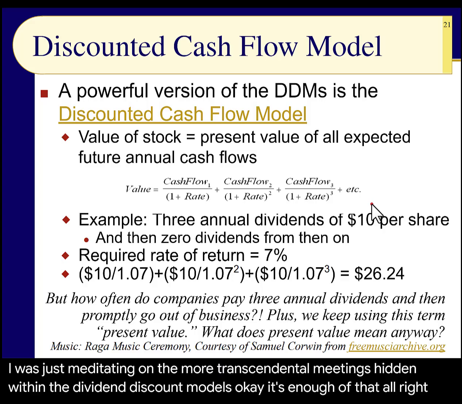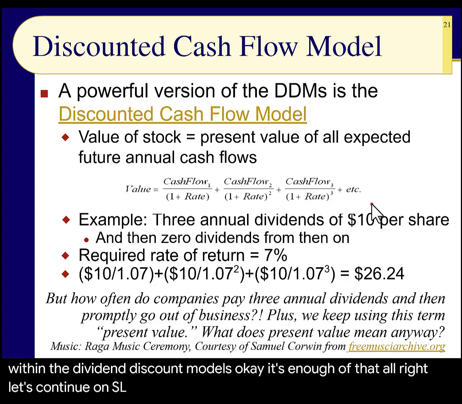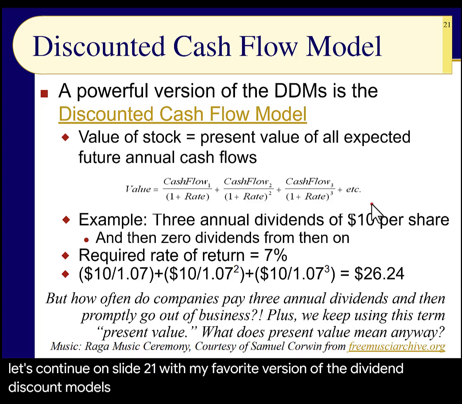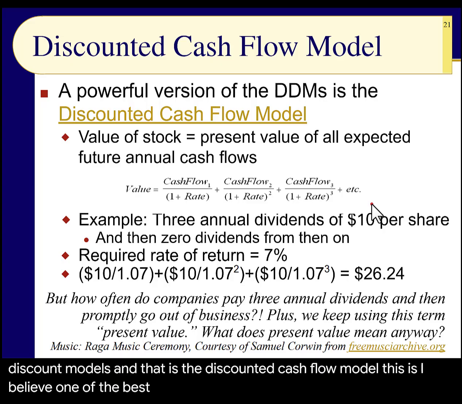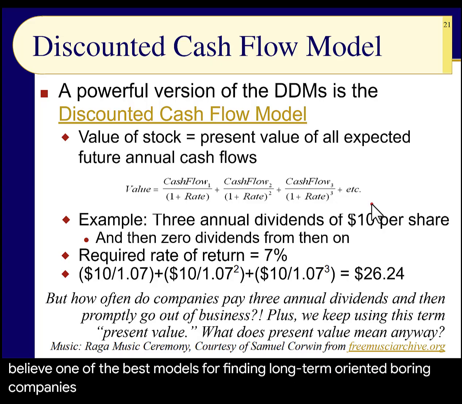All right, let's continue on slide 21 with my favorite version of the dividend discount models, and that is the discounted cash flow model. This is, I believe, one of the best models for finding long-term oriented, boring companies that won't make us rich overnight, but should make us wealthy, assuming the world doesn't end.